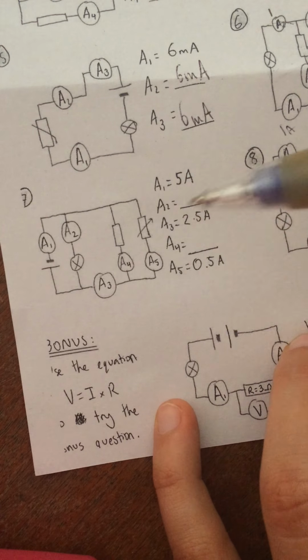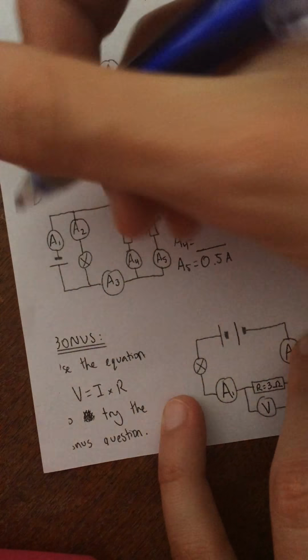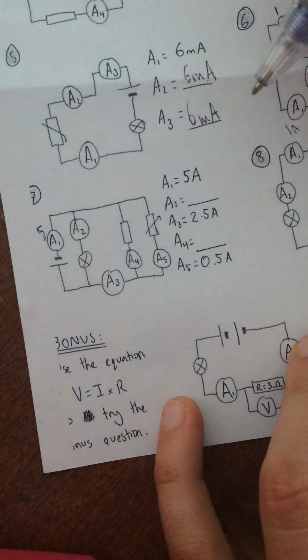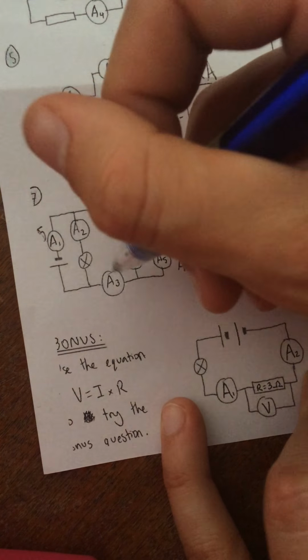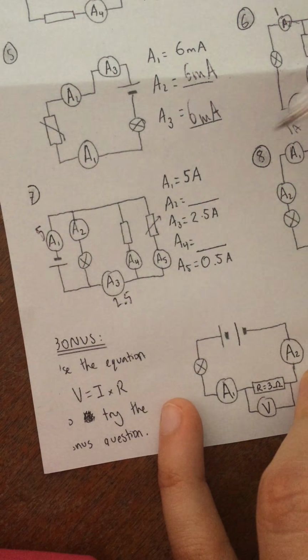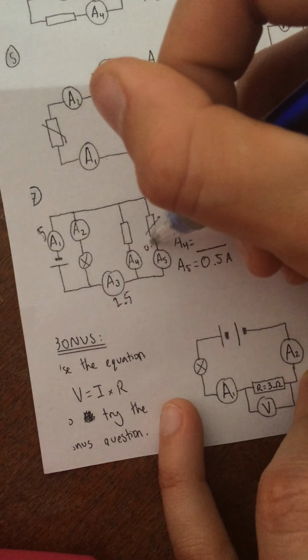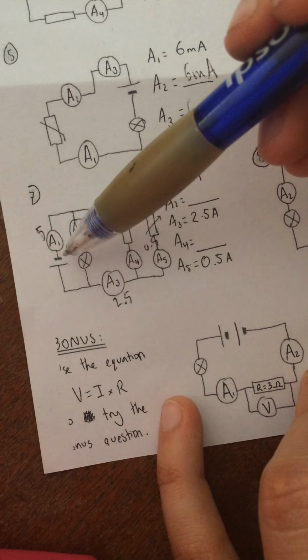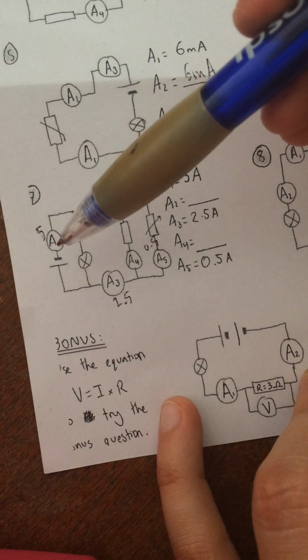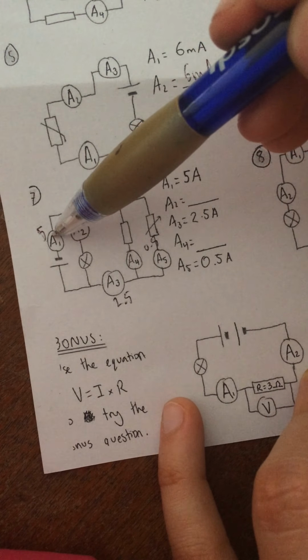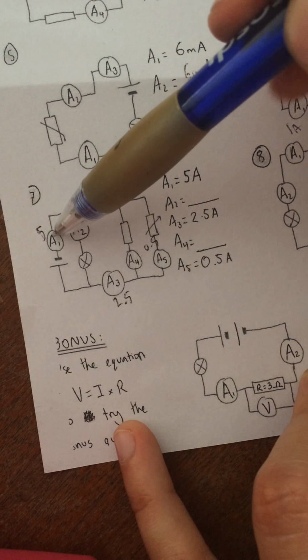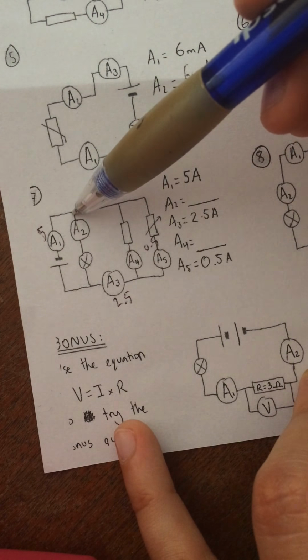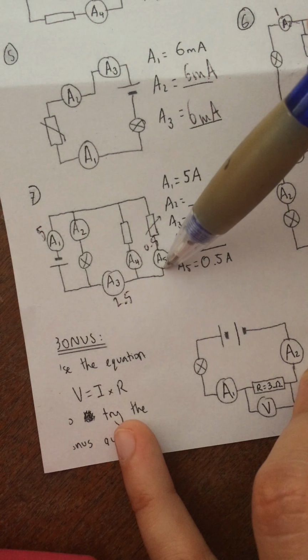Question 7. Let's have a look. Ammeter 1 has 5 amps. I'm just going to write that in. Ammeter 3 has 2.5 amps. And ammeter 5 has 0.5 amps. So I have started with 5 amps over here, and those 5 amps have split down these branches.